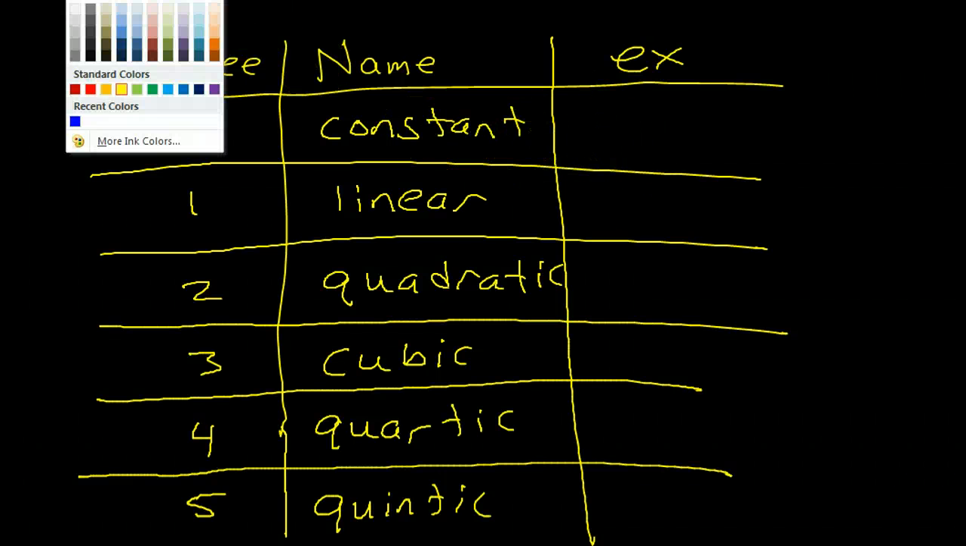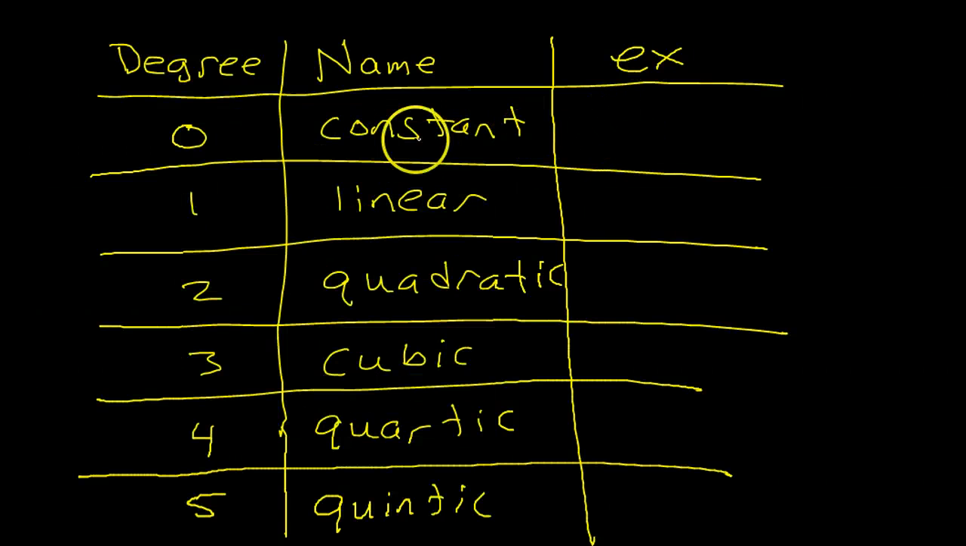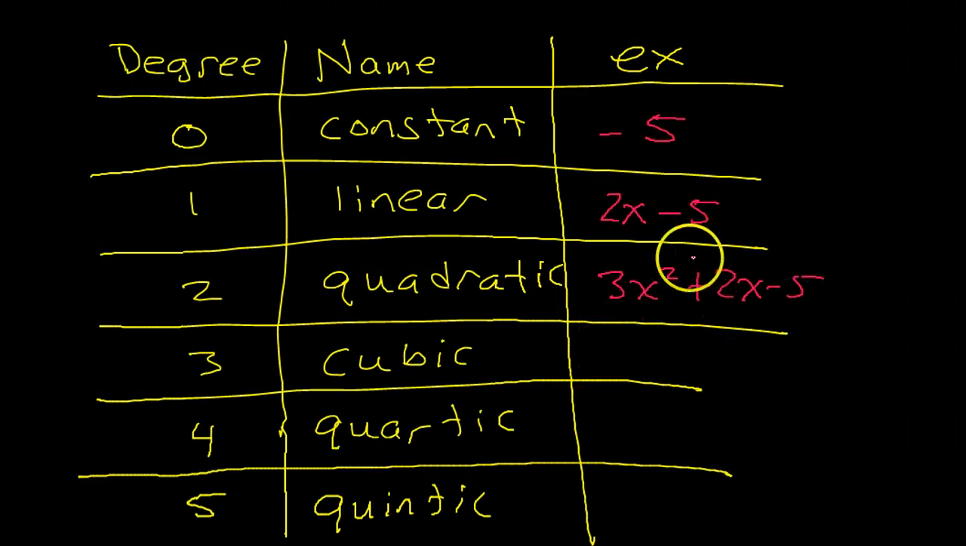So just a couple quick examples. A constant would just be a number, like negative 5. Linear would be a term that just had x in it, like for example 2x minus 5. Quadratic would have x squared in it, for example 3x squared plus 2x minus 5. Cubic is going to have x to the third power. So if I had x to the third power plus 2x minus 5, that would be cubic.